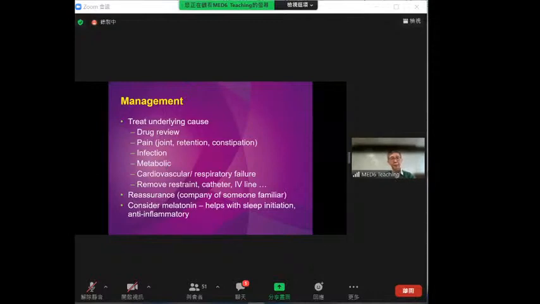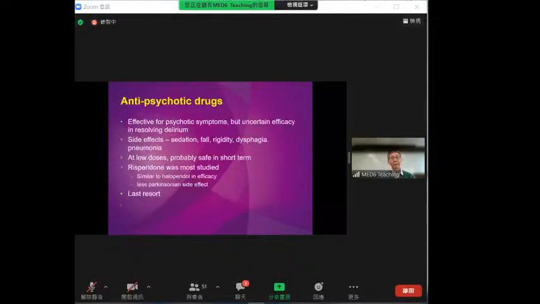Do oximetry to look for respiratory failure. Try to remove restraints and other instrumentation that cause discomfort. Reassure the person. Call the family in to reassure the patient. Melatonin might help sleep. It is actually more useful as prevention for the frail elderly. If they take melatonin, they're less likely to develop delirium.